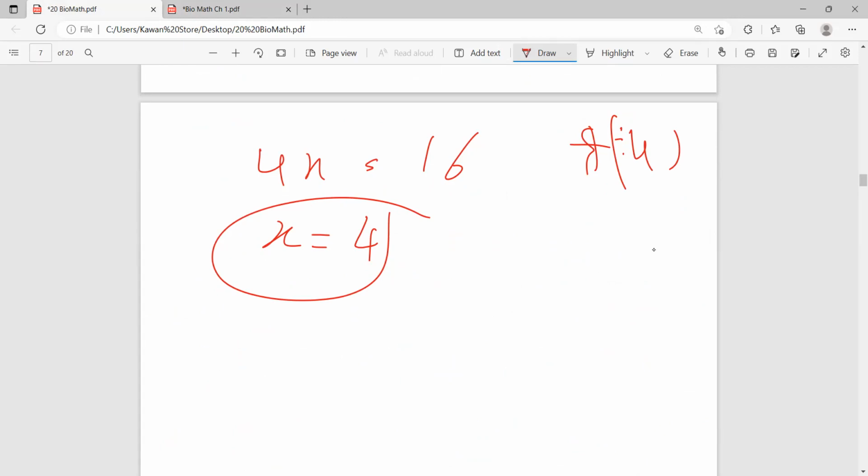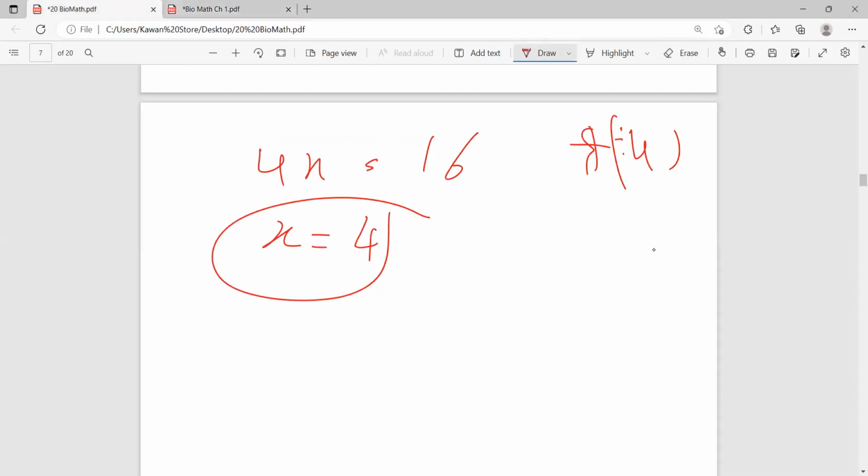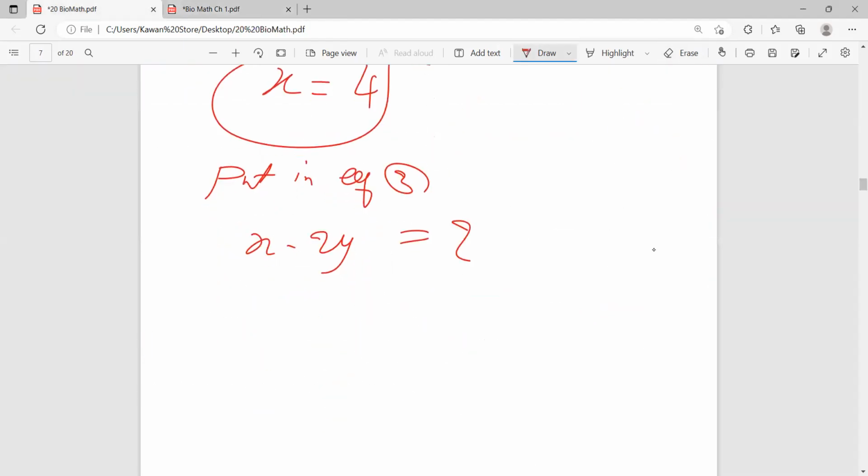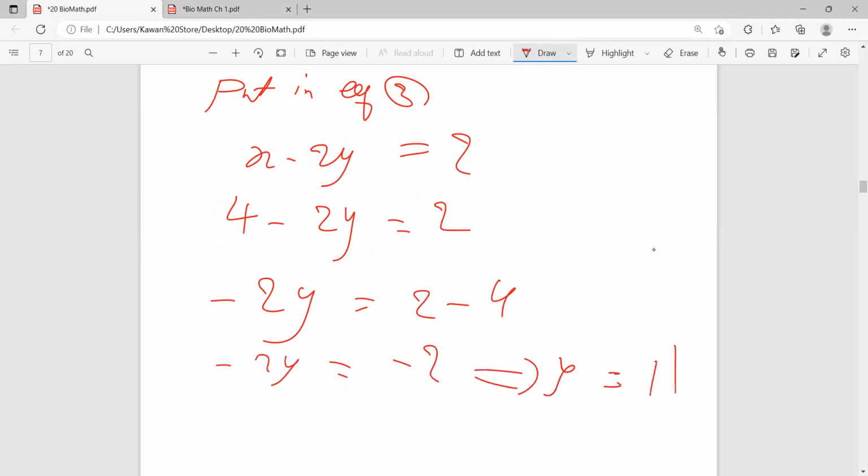Now substitution directly. Am I right? So put it in whichever equation you like, equation number 1 or equation number 2. For example, I see equation number 2 is easier for me. So I substitute in equation number 2. I have x minus 2y equal to 2, and x is equal to 4. So 4 minus 2y equal to 2. Am I right, dears? So minus 2y equal to minus 2, and y equal to 1.